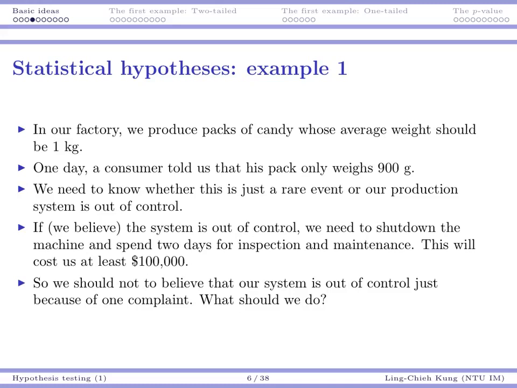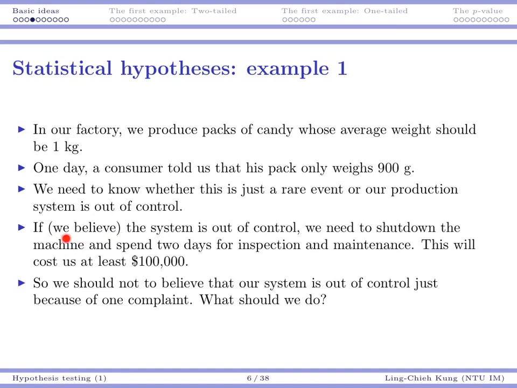We also need to know, for example, the standard deviation. The standard deviation should be small enough so that the process is really stable. But here, let's just focus on the average weight. At least the average weight should be what we want. So, how do we do that?